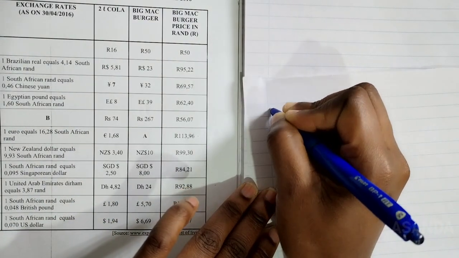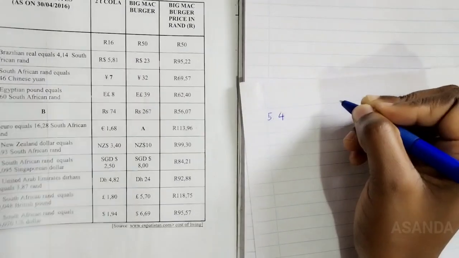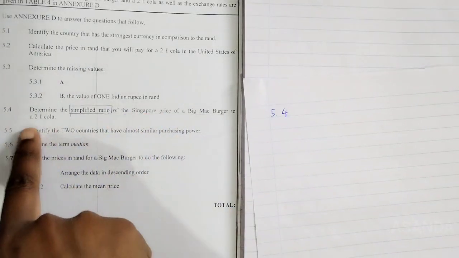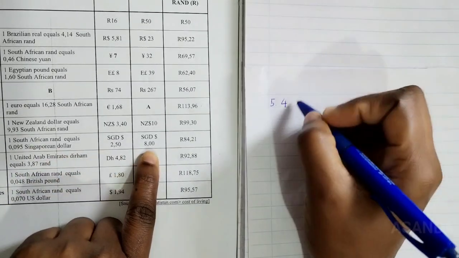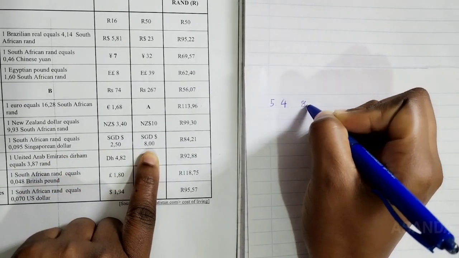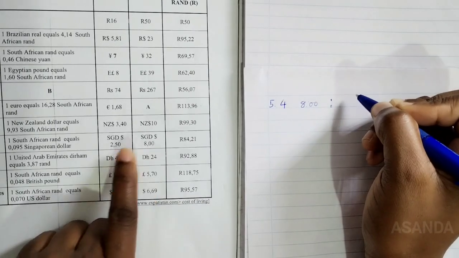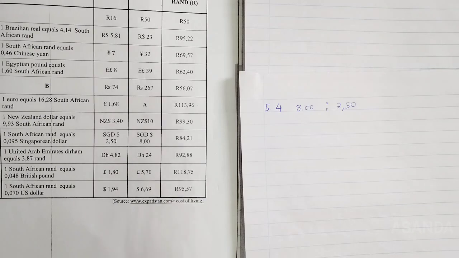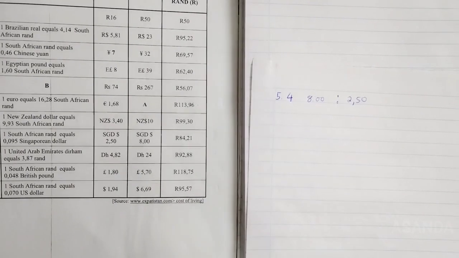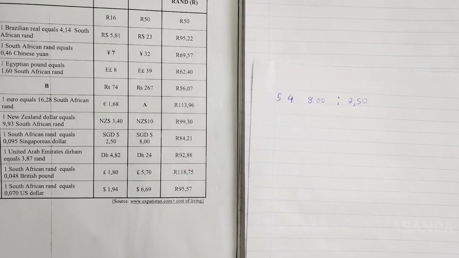So we're going to say 5.4. That's right, the ratio. The question says start with a Big Mac and then a Coca-Cola. Okay, so we're going to be careful with that. It says start with a Big Mac. Singaporean dollar is $8 is to 2.50.